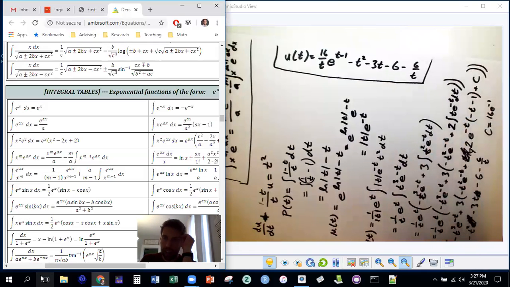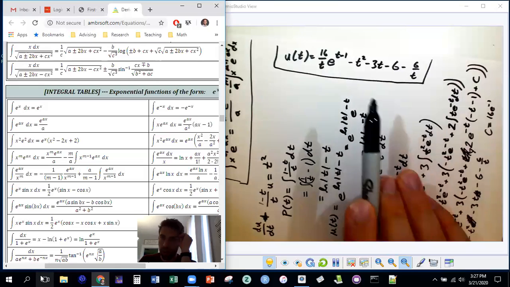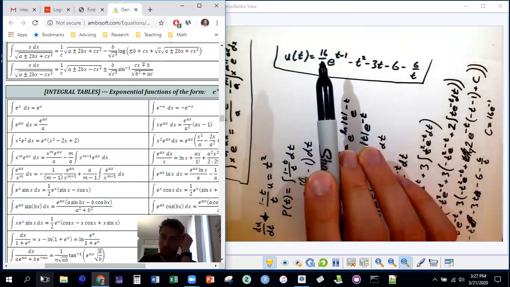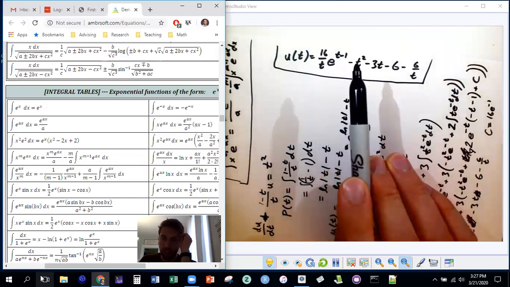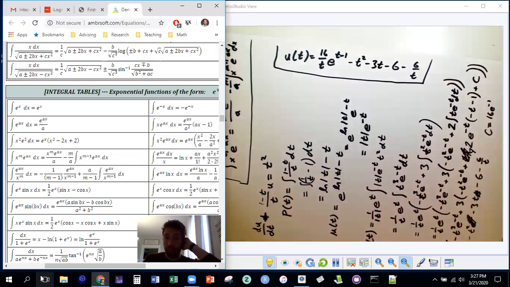All right. So that's just the bottom line here, but with the C, and the C included the e to the negative 1. I just put that inside here instead. So that is activity 151D.